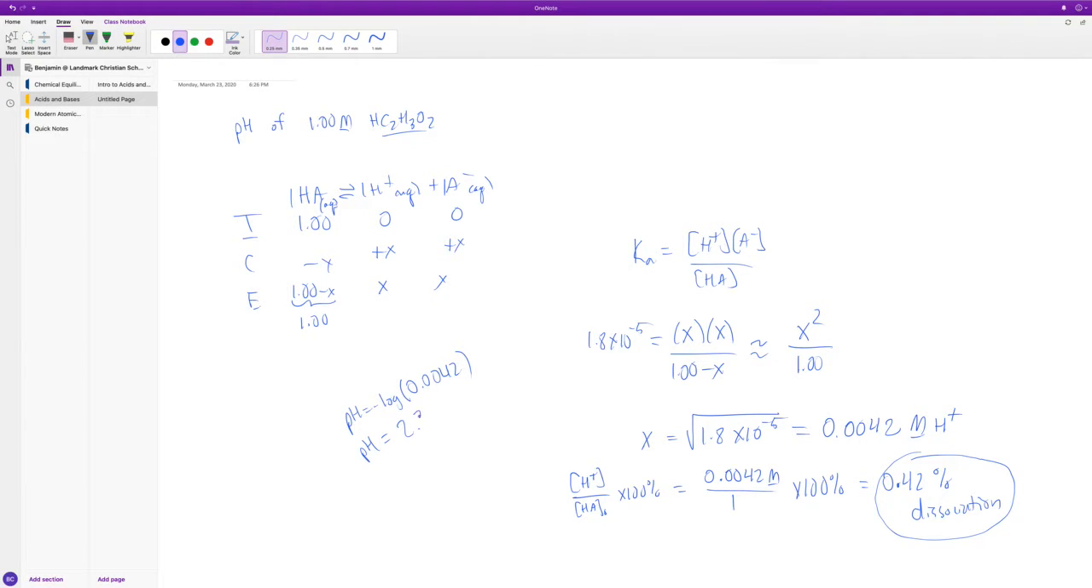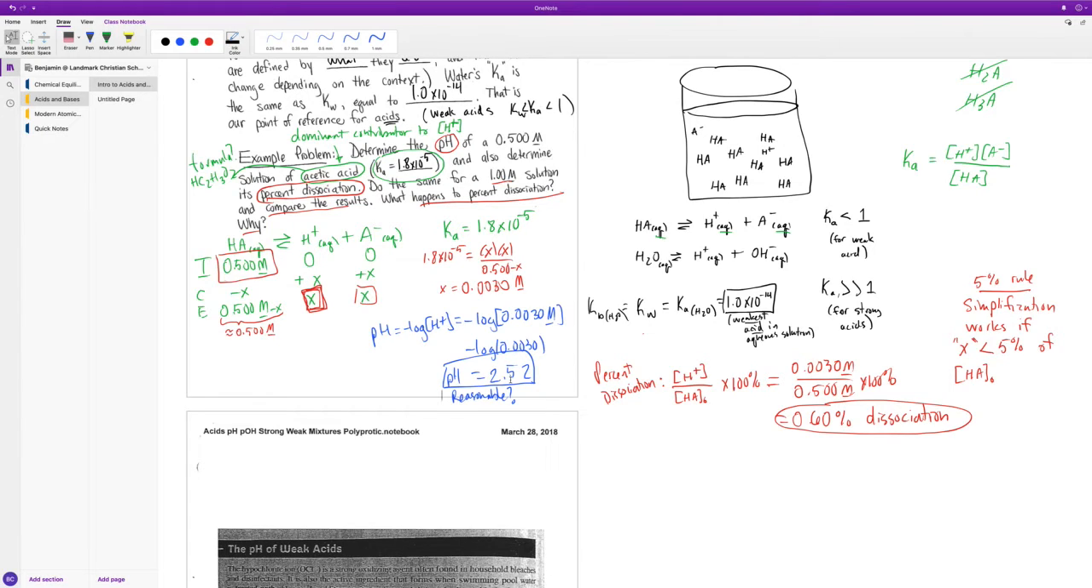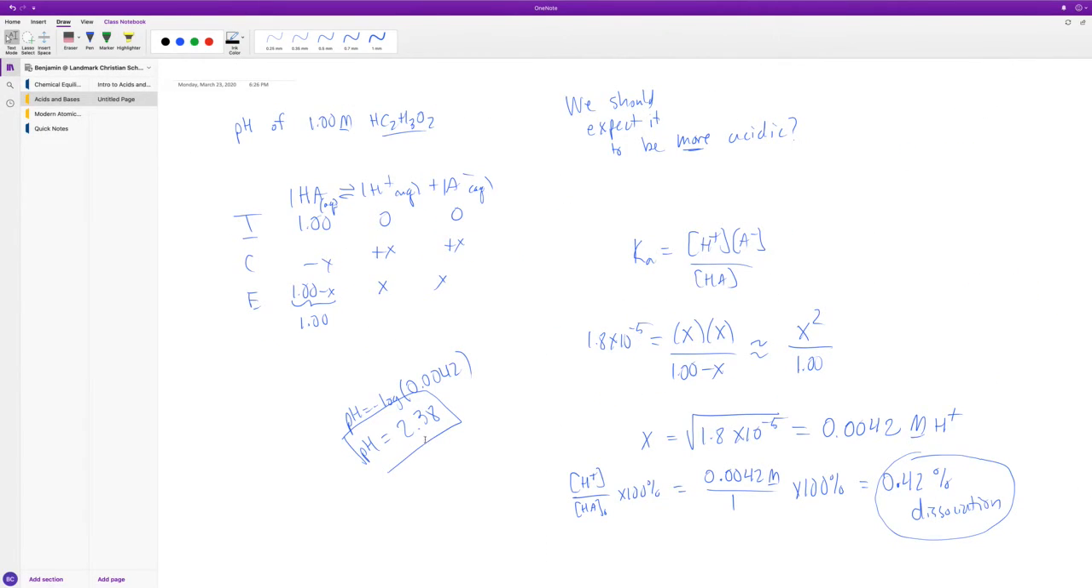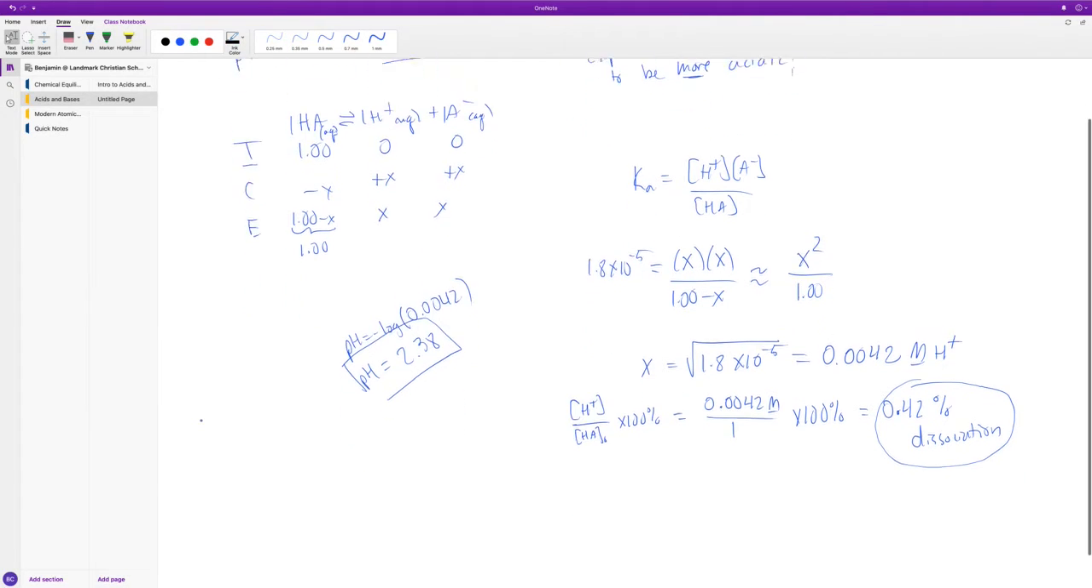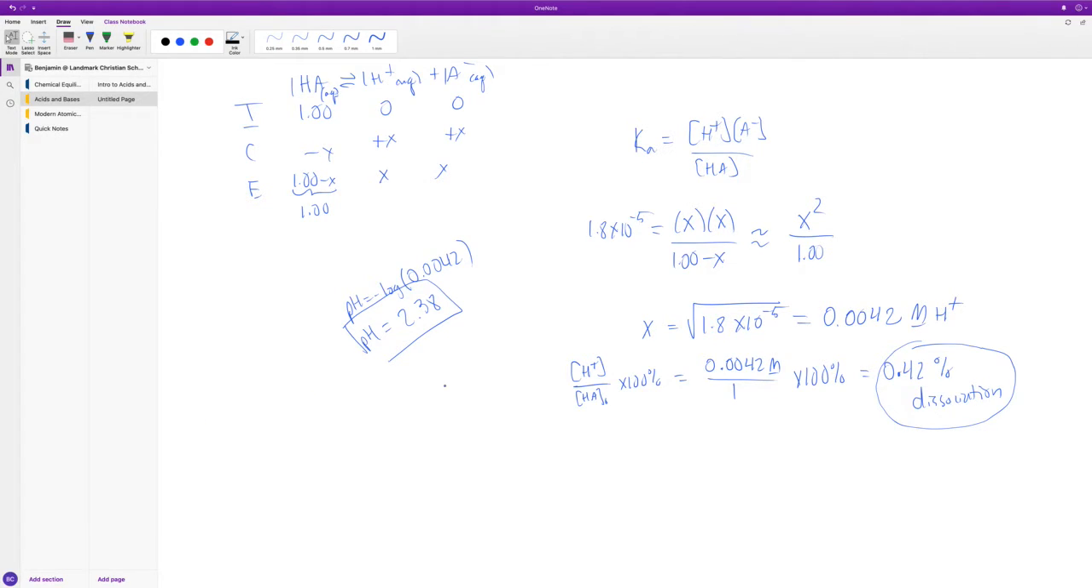Is that reasonable compared to the other one? If we have a higher concentration of our acid, we should expect this to be more acidic. Is it more acidic compared to the other pH? The first pH was 2.52. This pH is 2.38. So we've decreased on the pH scale. So let's compare our results. That's the last thing we'll do in this video.